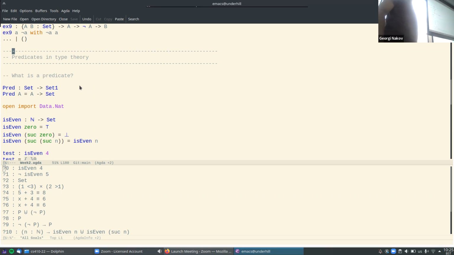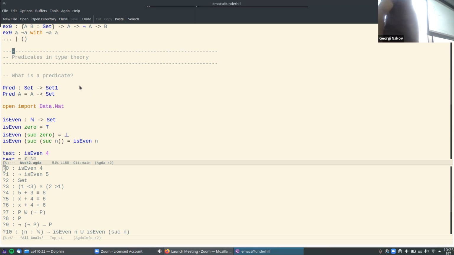So the idea, we're going to work with predicates on sets. So if you've got some set A, what's a predicate on A? Well, you might think, hang on, it's a function from A to the Booleans.